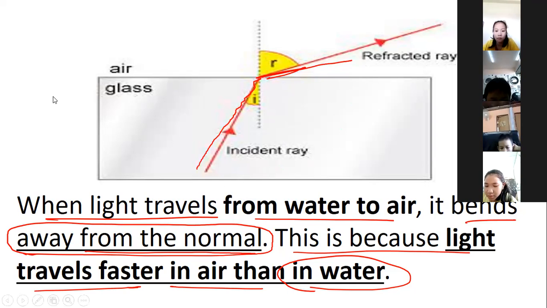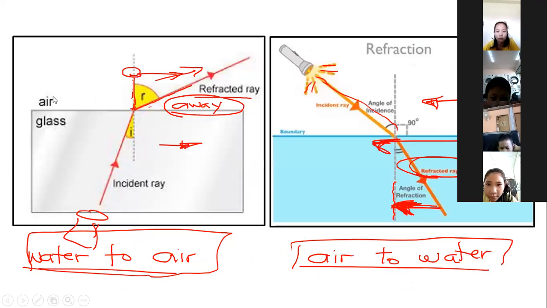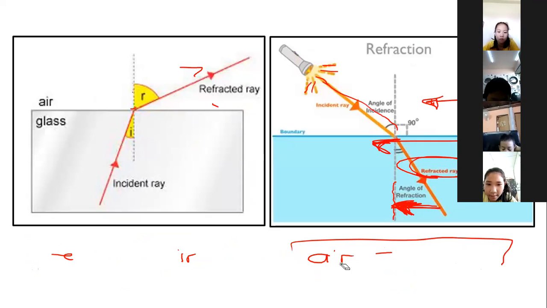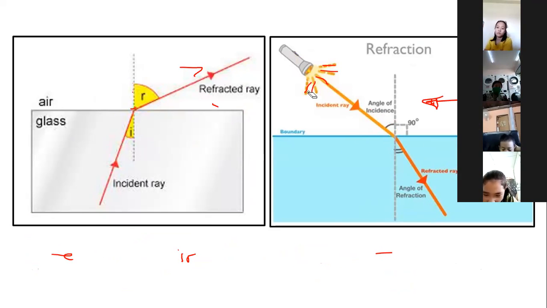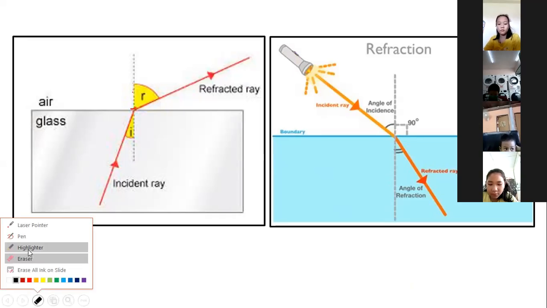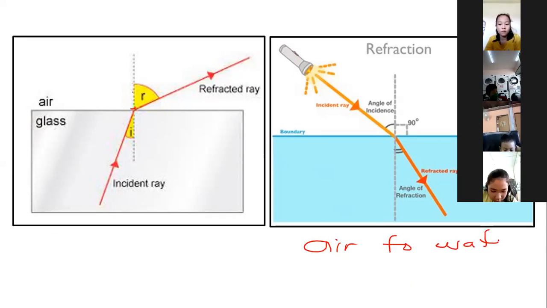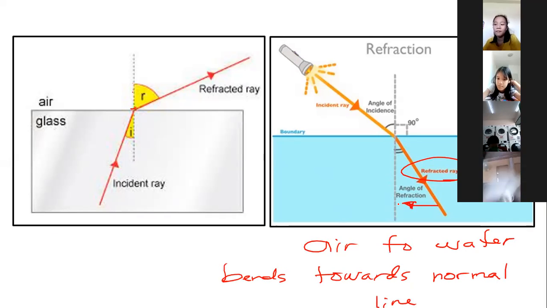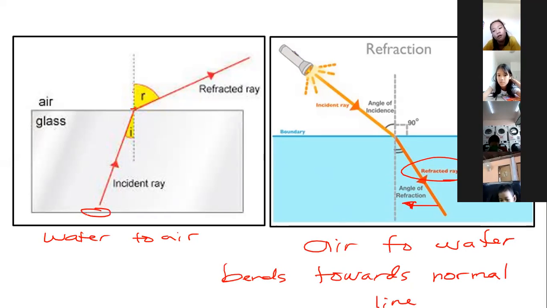Did you observe that? That is very clear over here. So again, if that is air to water, the refracted ray bends towards the normal line, going there. Understand? When water to air, the light travels from here.